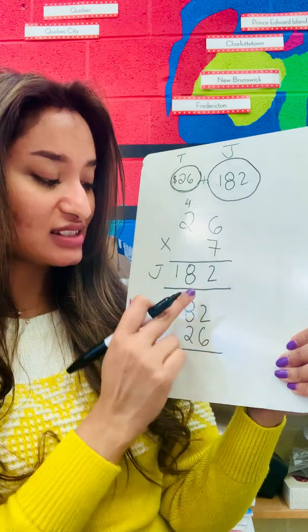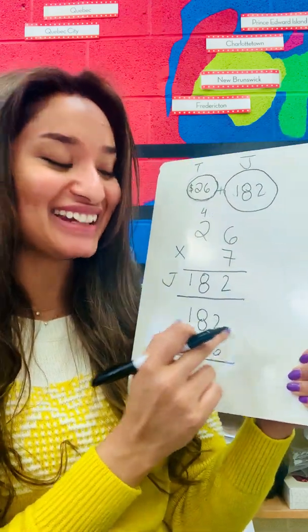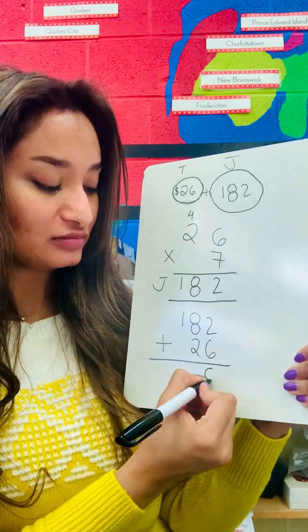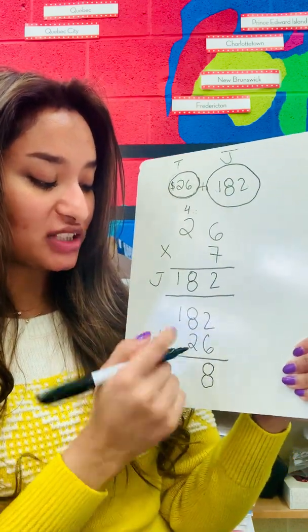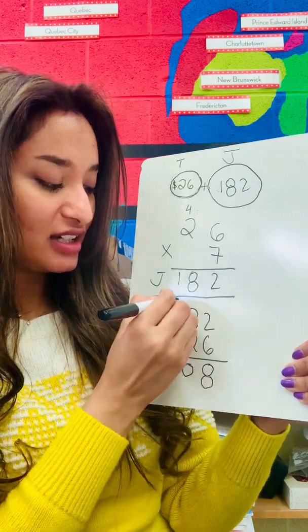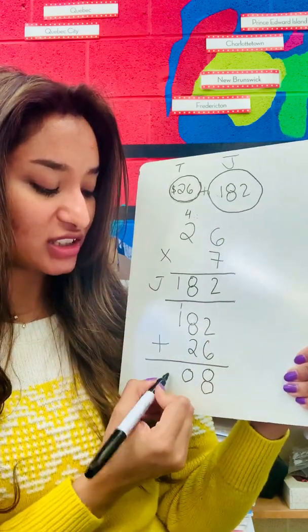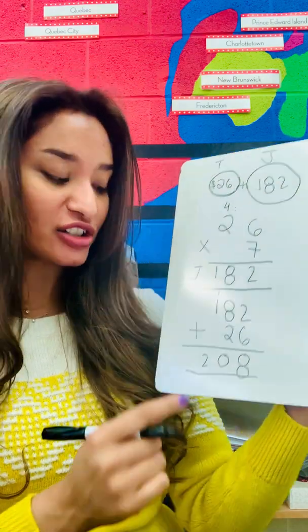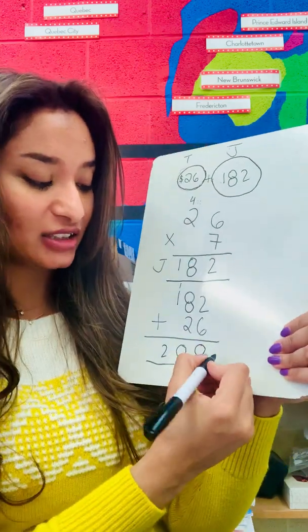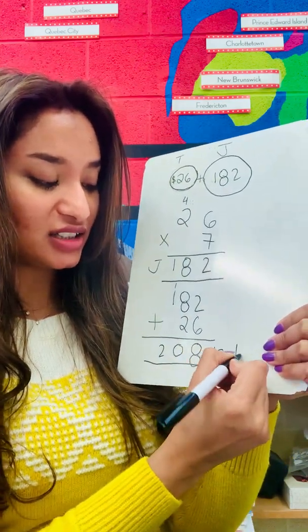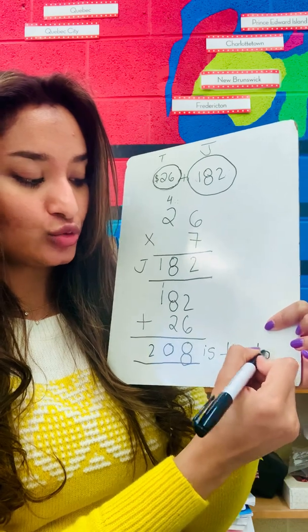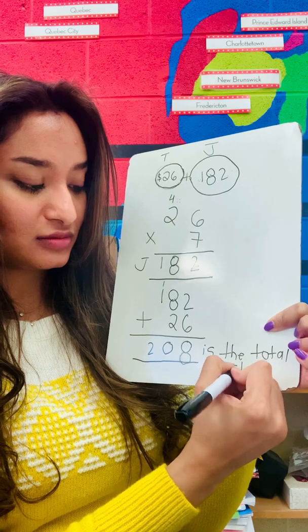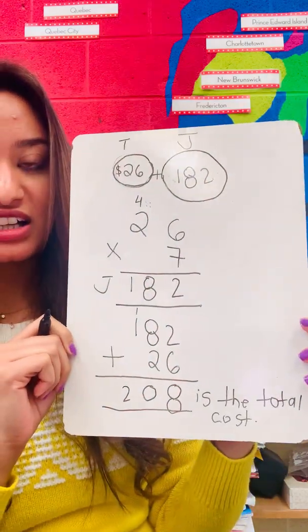6, 7, 8. Feels like I'm forgetting how to add. 6, 7, 8. 8 plus 2 gives me 10. I carry my 1 over. 1 plus 1 gives me 2. What's the total cost of a jacket and our t-shirt? 208 is the total cost. There, I'm done my word problem.